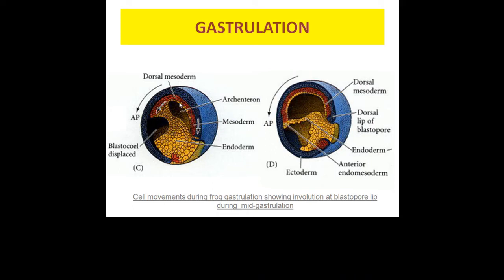As the dorsal mesodermal cells are involuting, another group of cells appear on the ventral side. These are also bottle cells which undergo involution to ultimately give rise to ventral mesoderm cells. As more and more cells involute the endodermal and mesodermal cells, the blastocele is further displaced and reduced.